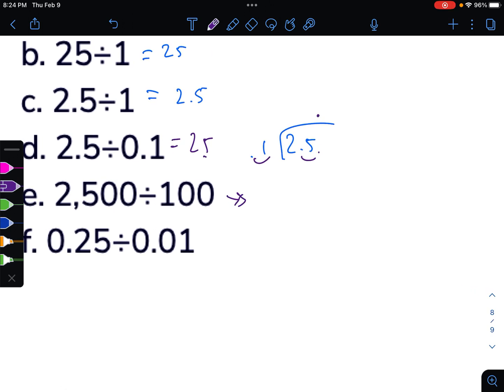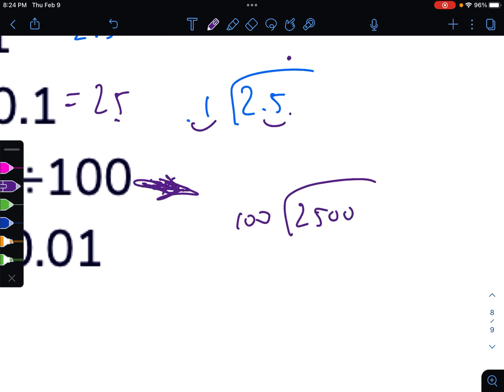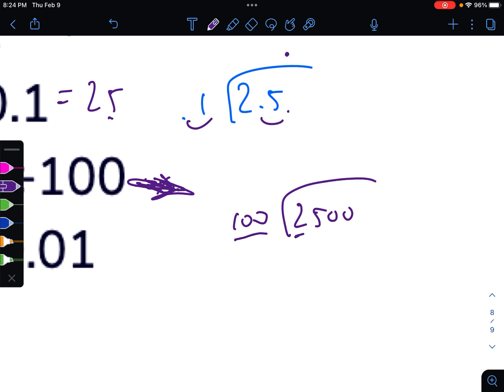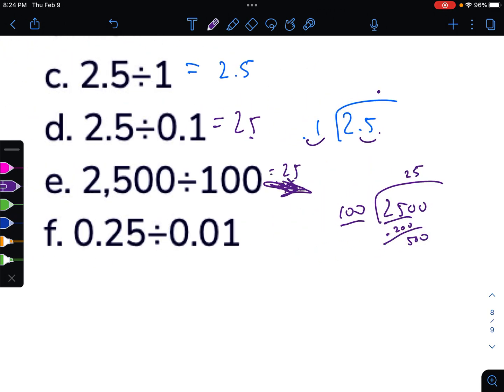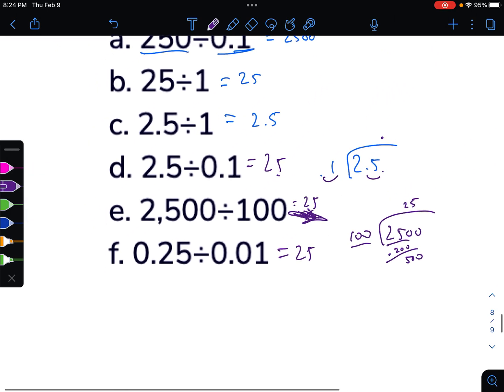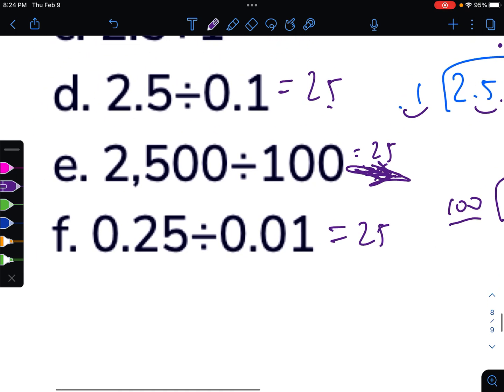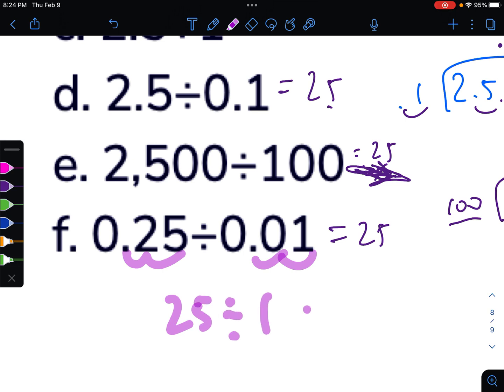How about this guy? That's an arrow. It's a terrible arrow, and I'm making it worse. I should just stop. So 2,500 divided by 100. How many 100s are in 250? There are 2 of them. How many 100s in 500? There's 20. Yeah, totally true. This also equals 25. Maybe it's not. If I move the decimal 2 places on this one and 2 places on this one, it becomes 25 divided by 1, which equals 25.